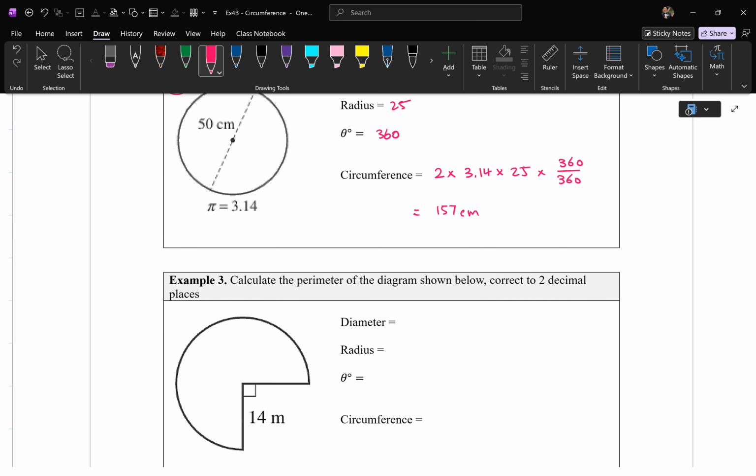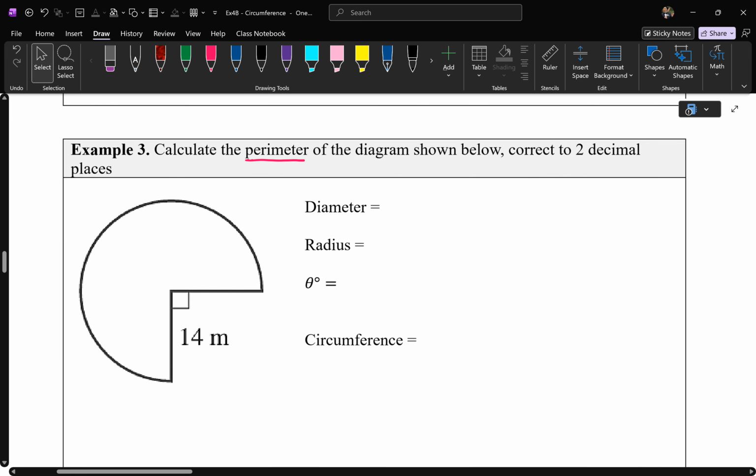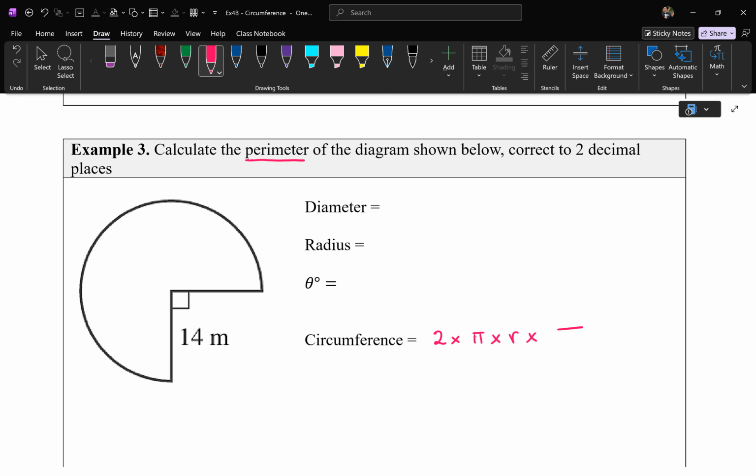We're calculating the perimeter of this diagram. Now, this is the common one that students make a mistake. You see, the formula that I gave to you, listening, 2 times pi times r times the angle over 360, only gives you the distance around the circle. It doesn't give you any straight lines. It only gives you the curved part of the circle.